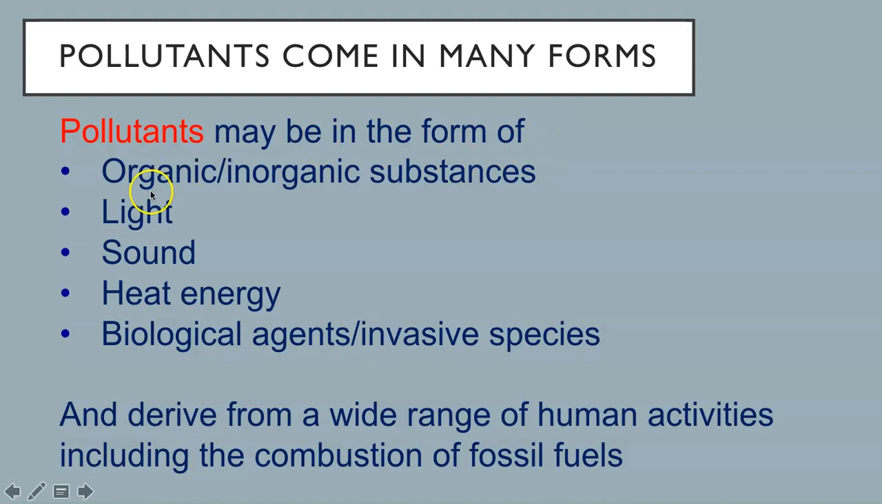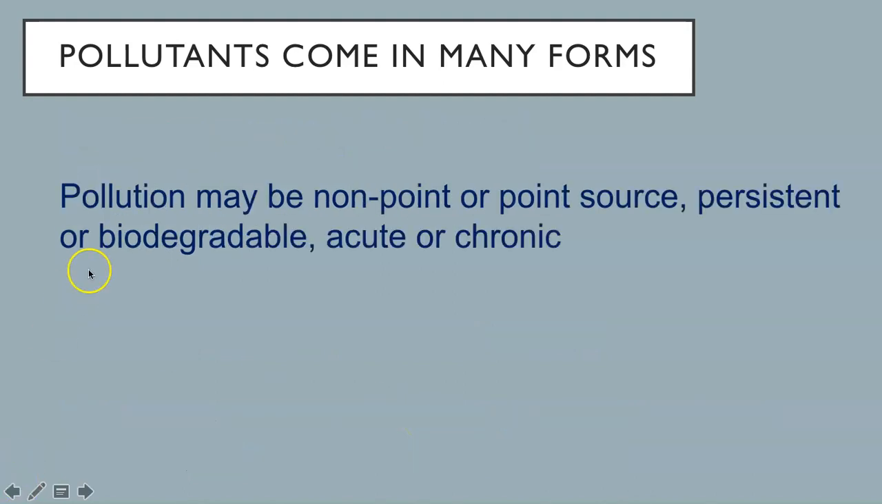Pollutants may be in the form of organic or inorganic substances, may be in the form of light, sound, heat energy, or biological agents or invasive species. And these pollutants derive from a wide range of human activities, including the combustion of fossil fuels. Pollution may be non-point or point source. It may be persistent or biodegradable. And pollution may be acute or chronic. Let's begin by defining these different terms.